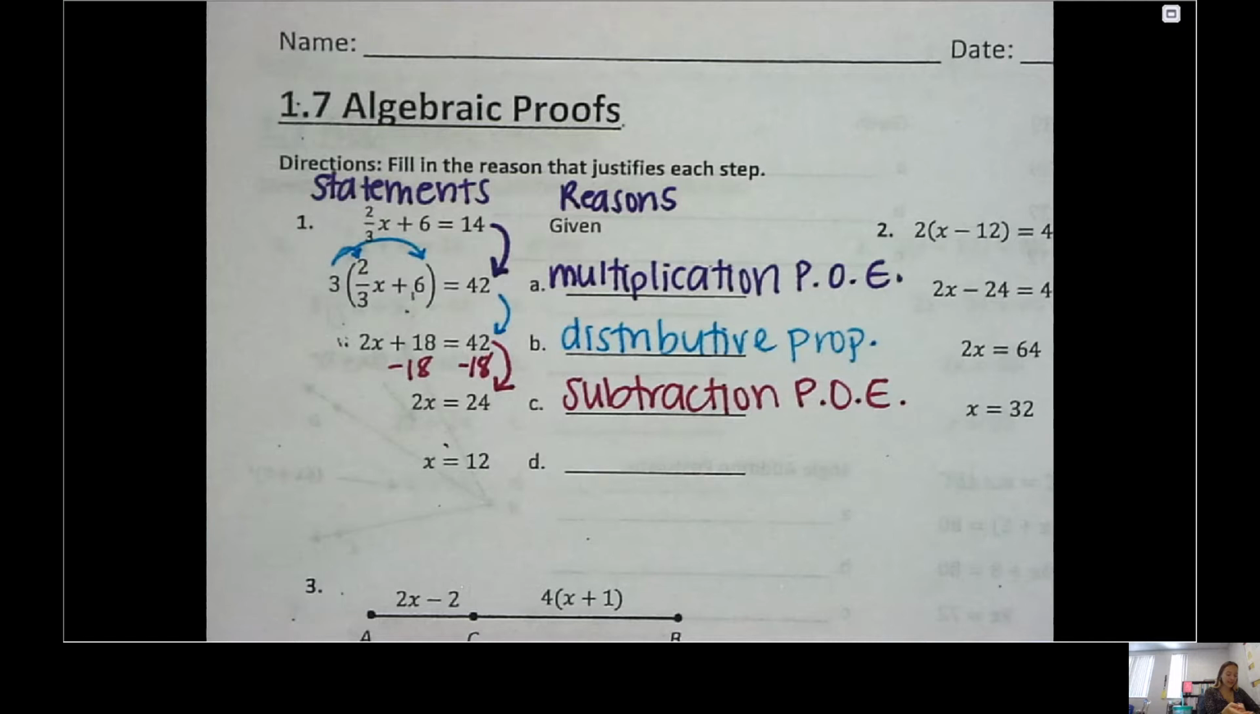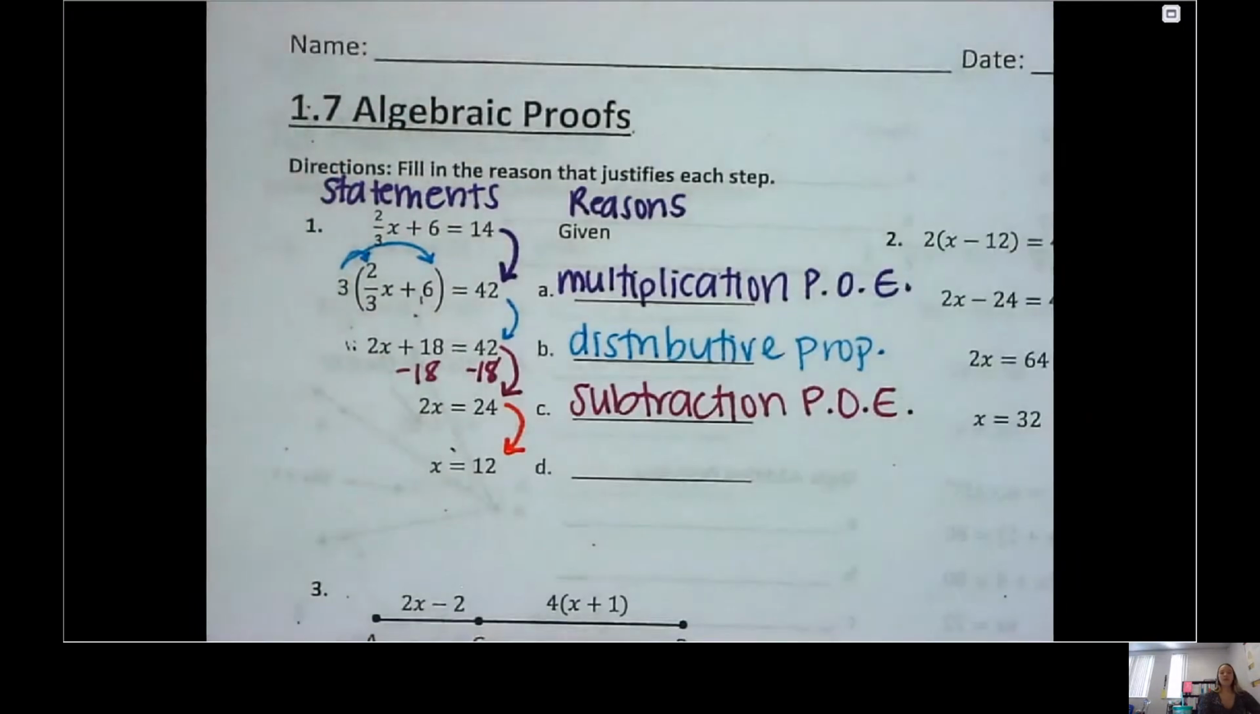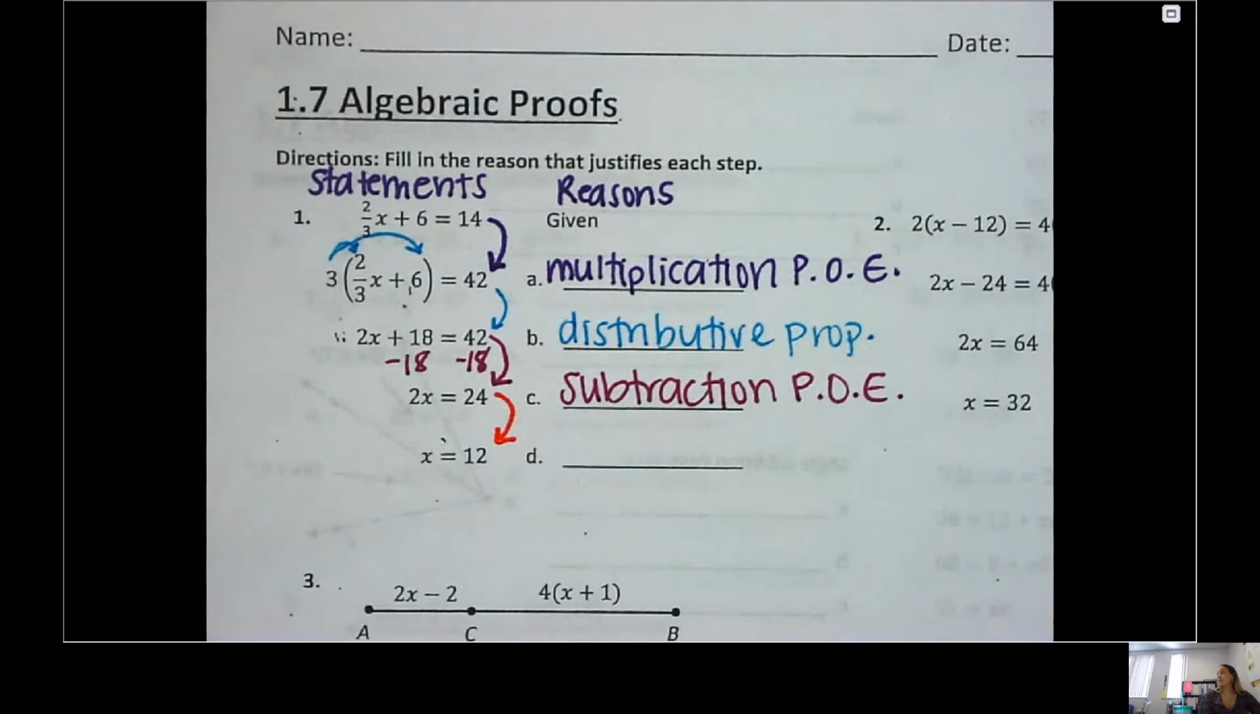Okay. Last step. Here we go. From here to here. What do I have to do? Kiki? Division.